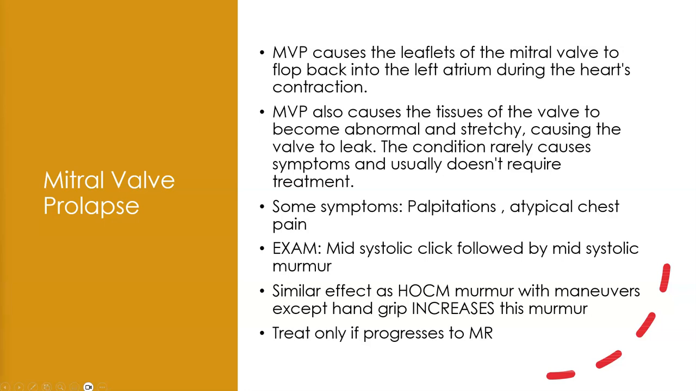Mitral valve prolapse is when the leaflets of the mitral valve flop back slightly into the left atrium during the ventricular contraction. In mitral valve prolapse, the tissues of the valve can be abnormally stretchy, causing this valve to leak slightly. In most cases, this is asymptomatic and does not progress to mitral valve regurgitation and does not require treatment. In the event patients are symptomatic, symptoms can include palpitations and atypical chest pain.